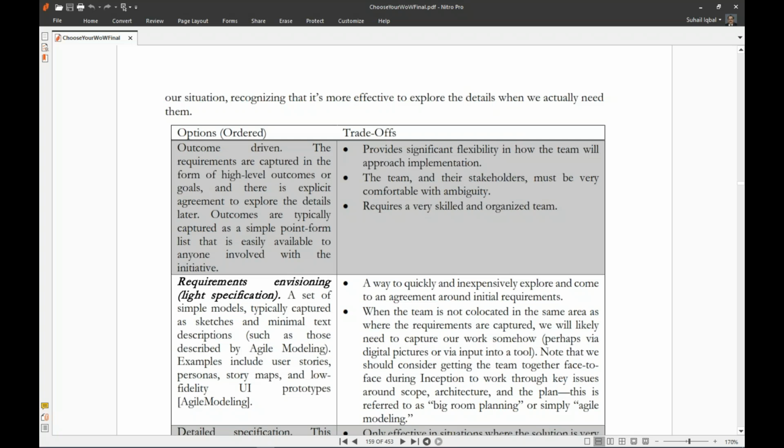This provides significant flexibility. Team and their stakeholders must be very comfortable. Requires a very skilled and organized team.